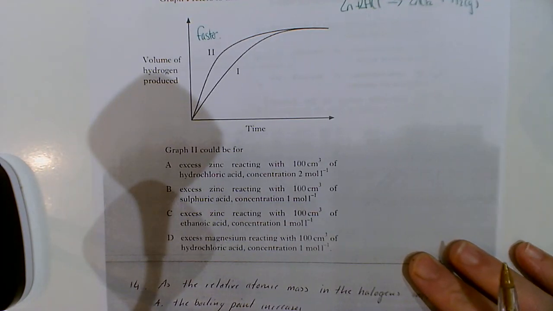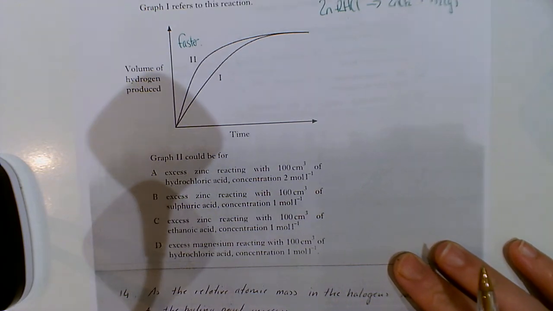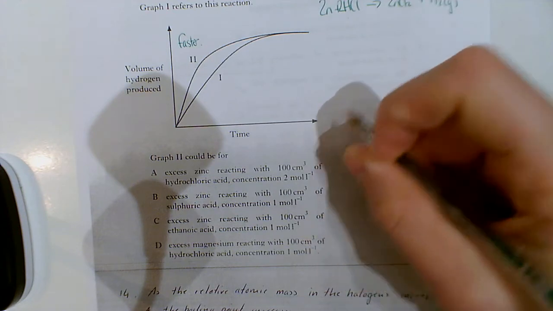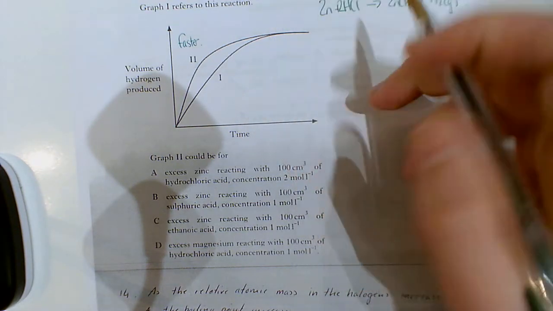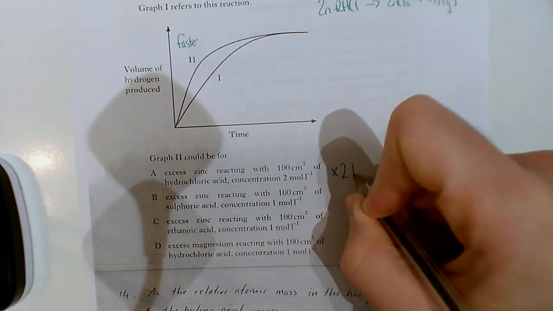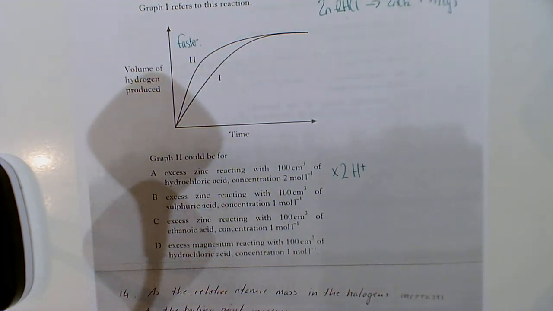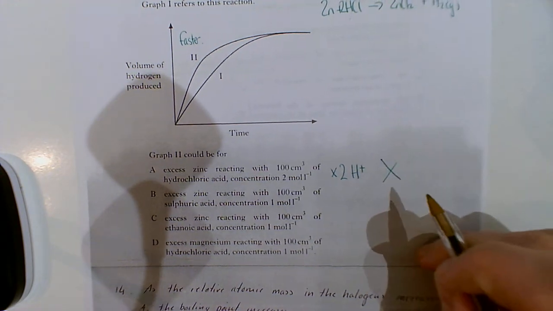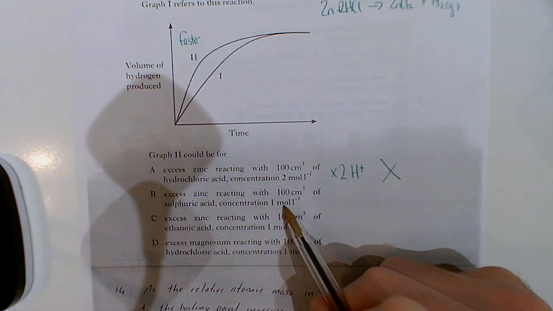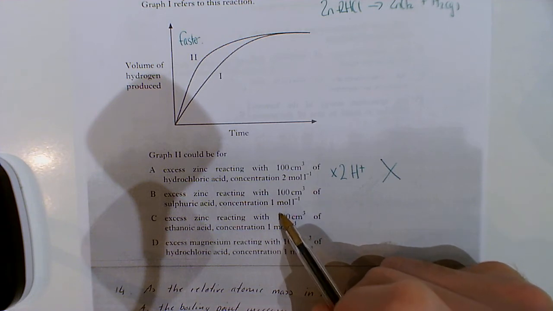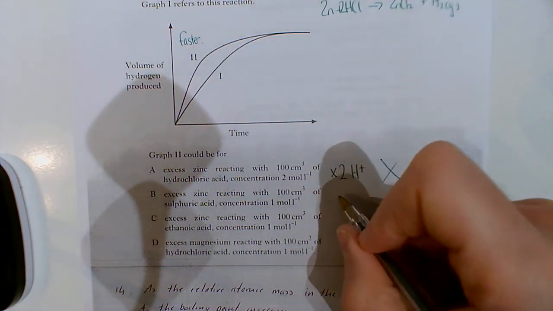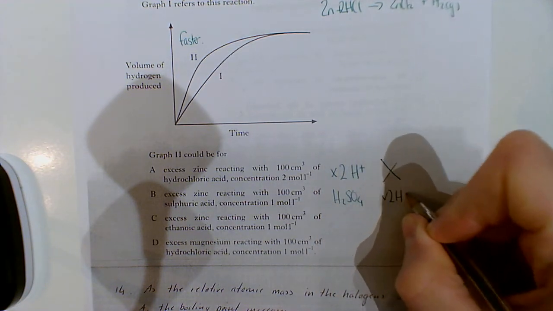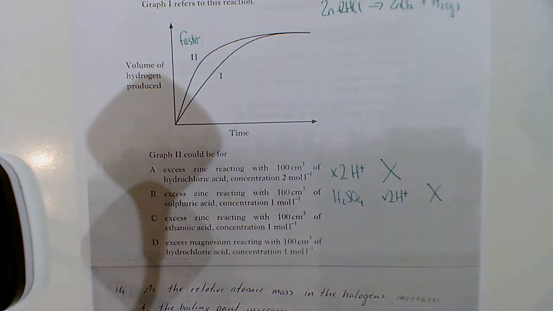Right, so excess zinc with hydrochloric acid at 2 times the concentration. Well, if it's 2 times the concentration, we're going to have 2 times the H+ ions. So it's going to produce more hydrogen gas. So that one cannot be true. Sulfuric acid, 100 centimeters cubed, 1 mole per litre. Well, sulfuric acid, because it's H2SO4, is going to have 2 times the amount of H+. So it's going to make more hydrogen gas.